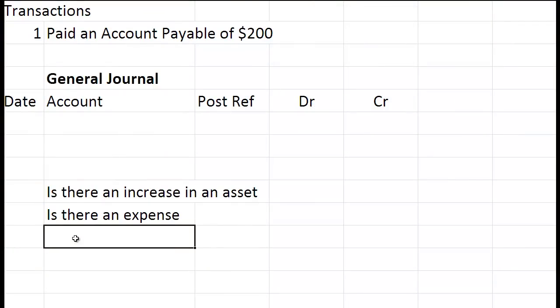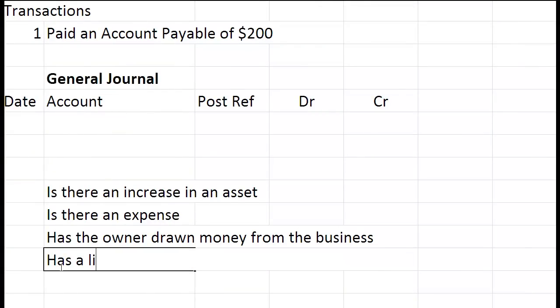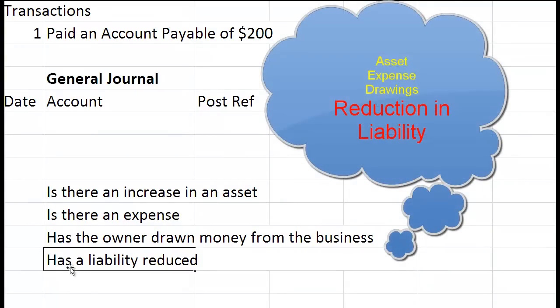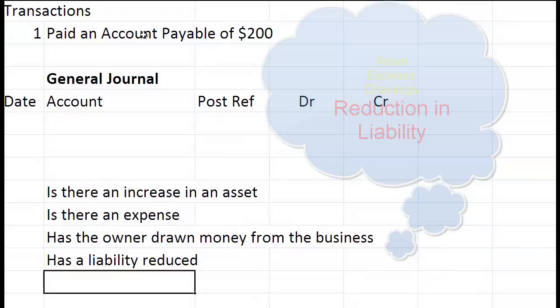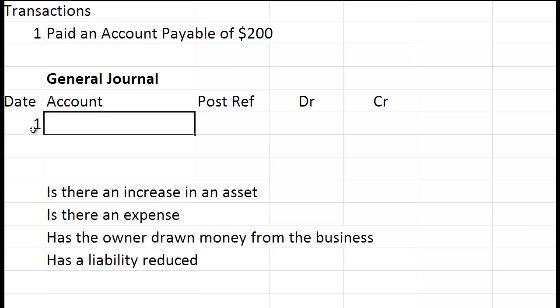Does the transaction indicate that the owner has drawn money from the business? And well, clearly that's a no. Or finally, has a liability reduced? And we can see, yes, an account payable, a liability that we owed money to someone, and now we've paid $200 of that, so an account payable has reduced. So that is our debit entry in this journal.